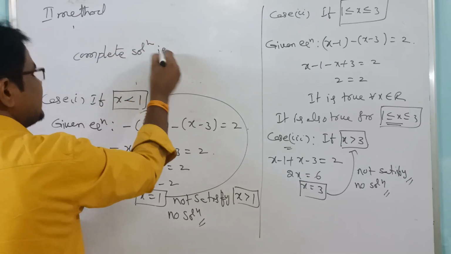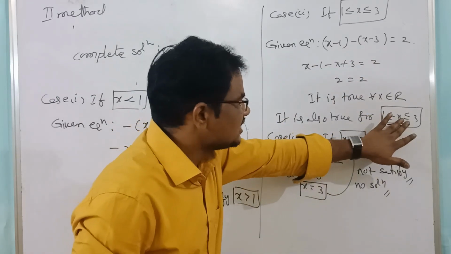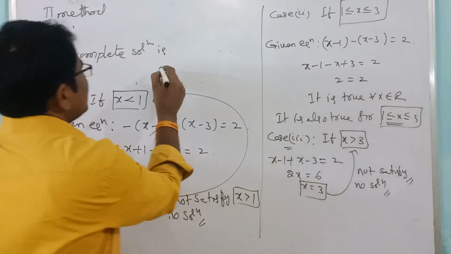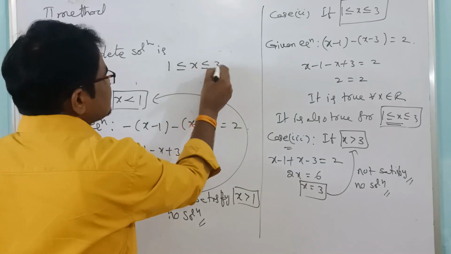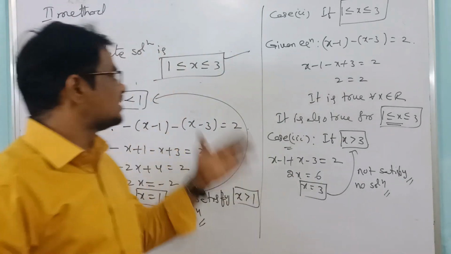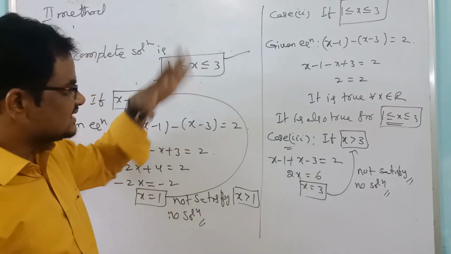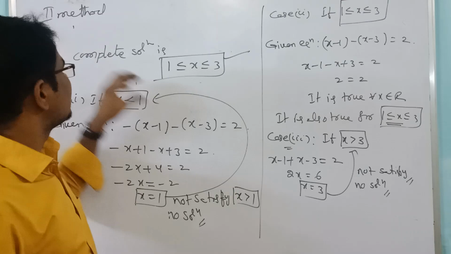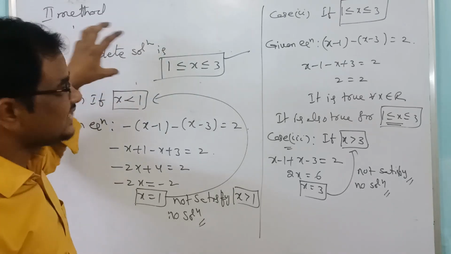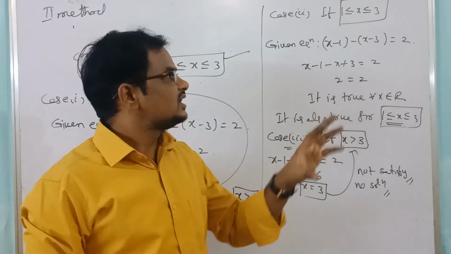Complete solution: here there is no solution, and here there is no solution. The only solutions are 1 ≤ x ≤ 3. So in the second method also, you got the same answer, 1 ≤ x ≤ 3. So by the three cases we found the solution of the given equation |x − 1| + |x − 3| = 2.